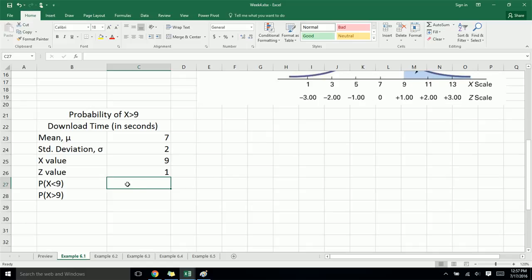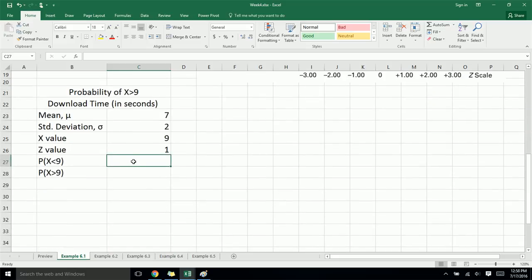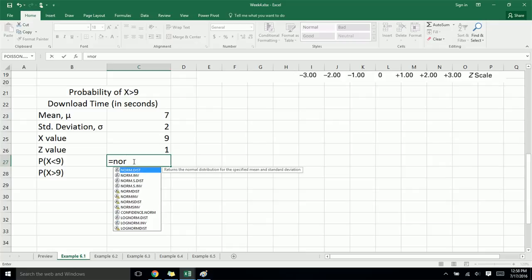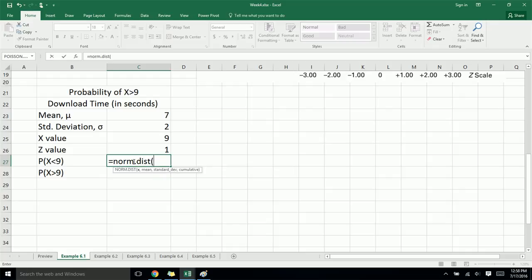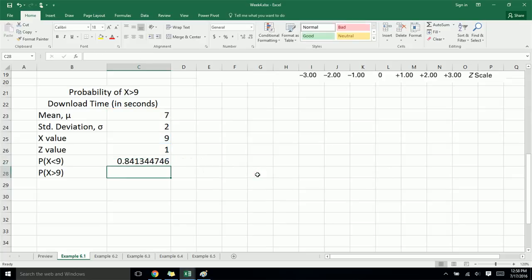Now we find the probability of x being less than 9, that is this white area under the curve. For that we write equal sign, NORM.DIST, parenthesis, select your x, which is 9 here, mean 7, and standard deviation 2. Is it a cumulative function? Yes. So we select TRUE, close parenthesis, and enter.